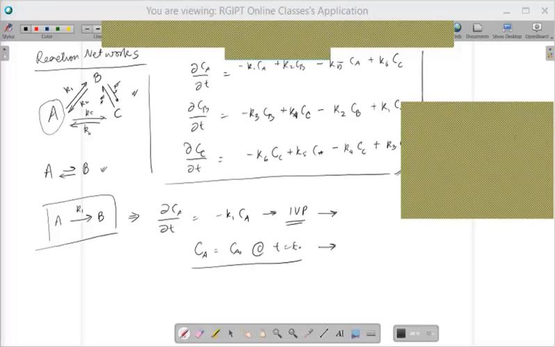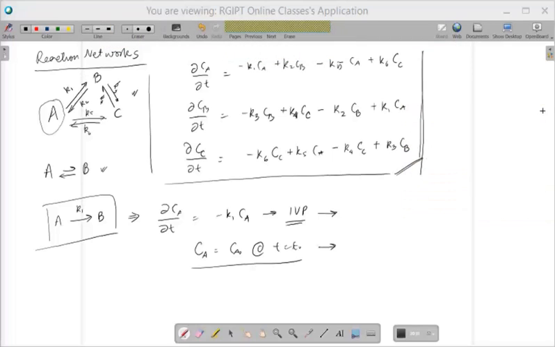CB, K1 CA minus K2 CB. Yes, I added that, so there was an additional term. In all three cases, there will be two more terms.